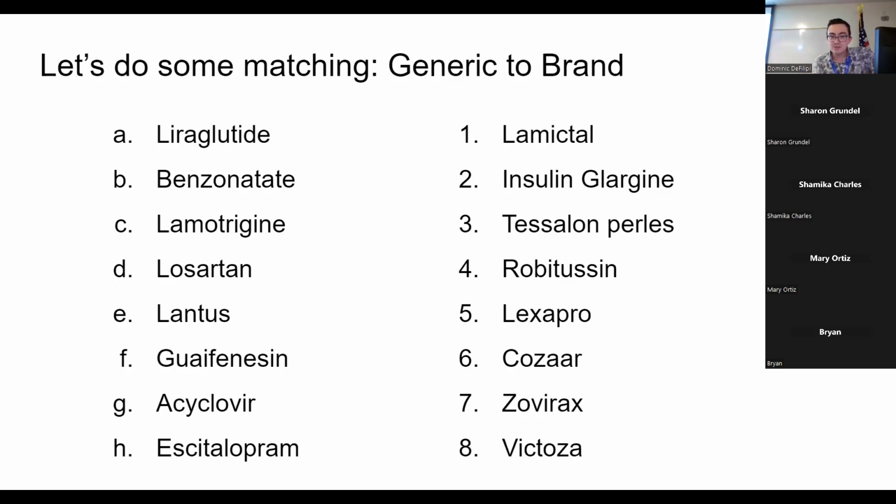E is 2. Yes, it is. Lantus. It's our other insulin, right? It's our long-acting insulin that I was talking about in just the past slide. So E is 2, Lantus is insulin glargine. That's our long-acting insulin as opposed to our rapid-acting insulin that we talked about on the previous slide, which was Humalog, right? All right.